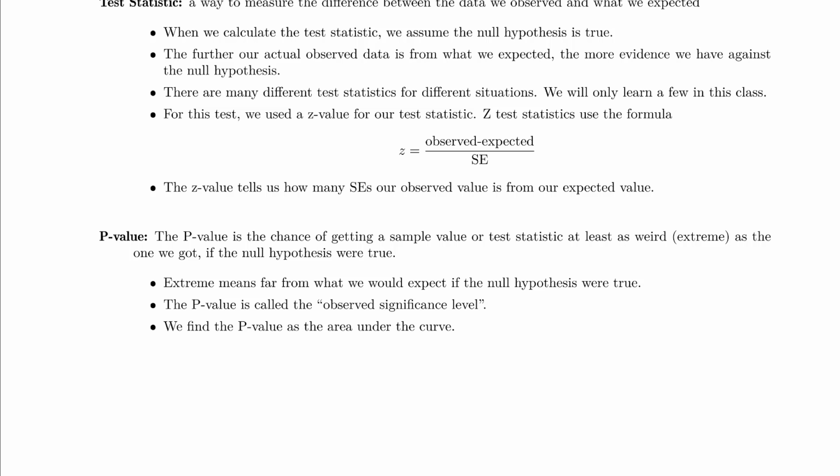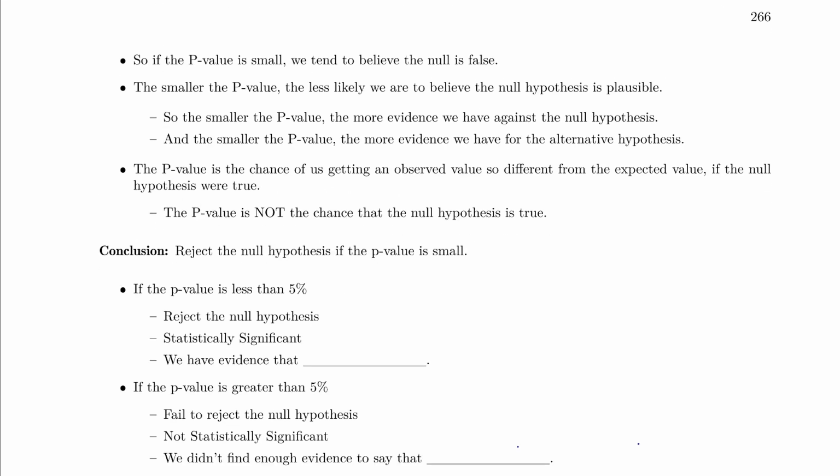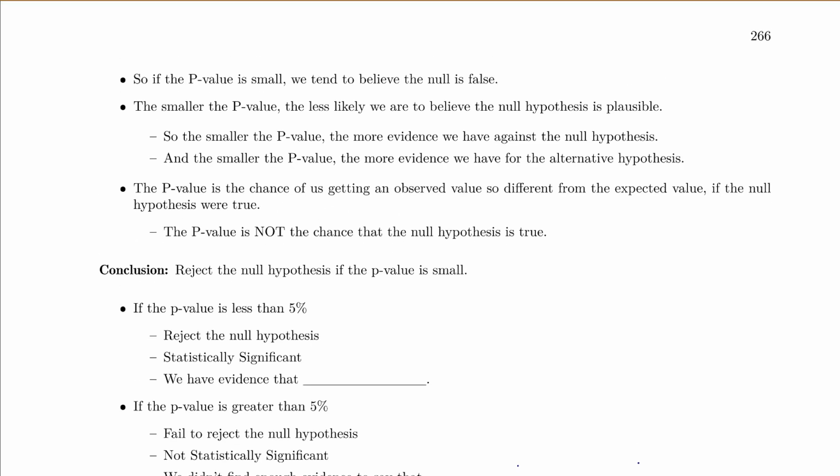The p-value is called the observed significance level, and we find the p-value as the area under the curve. So if the p-value is small, we tend to believe that the null is false. The smaller the p-value, this is something that you're going to want to memorize. The smaller the p-value, the less likely we are to believe that the null hypothesis is plausible. So the smaller the p-value, the more evidence we have against the null hypothesis, which also means then that the smaller the p-value, the more evidence we have for the alternative, which is what we were actually hoping to show.